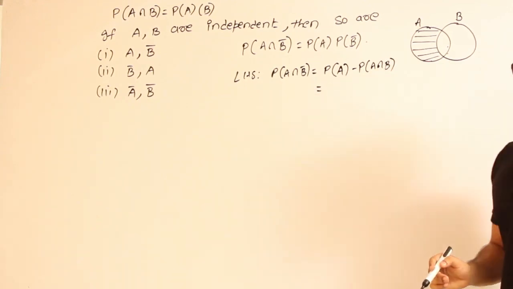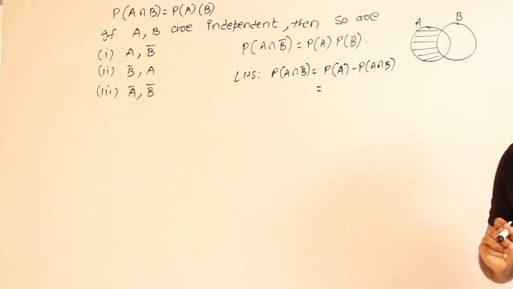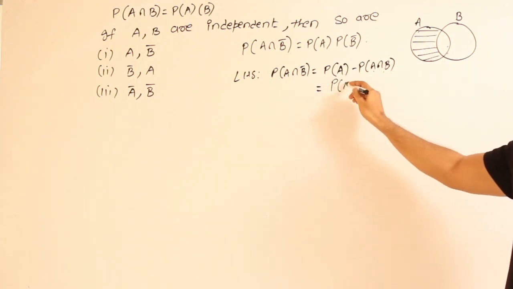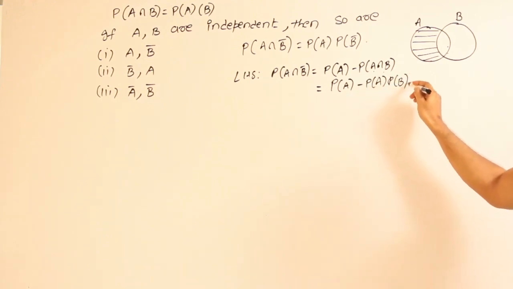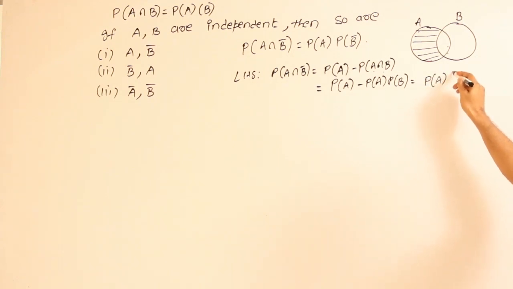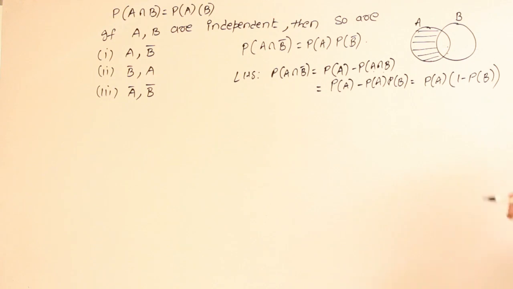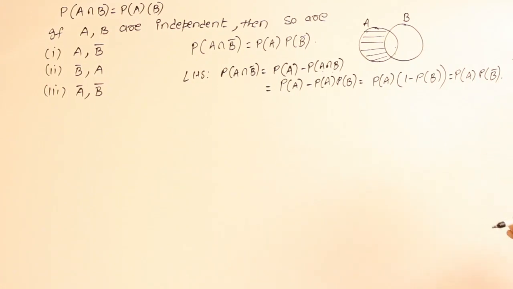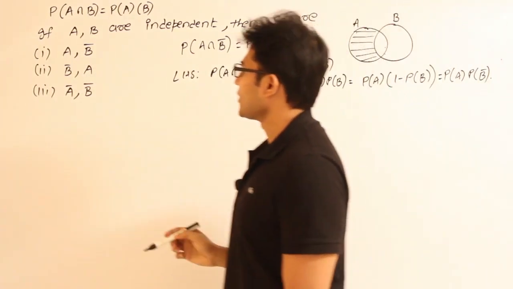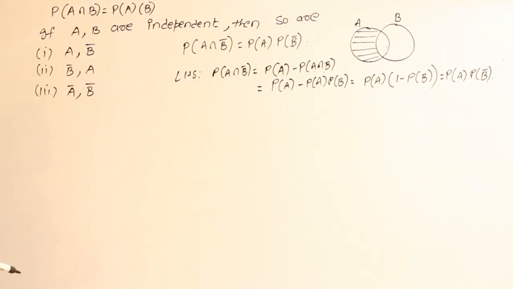Now since we know that A and B are independent, we already know that P of A intersection B equals P of A into P of B. So I'm going to write: P of A minus P of A into P of B. Now what do you get? If you take P of A as common, you get 1 minus P of B. Now I already told you that 1 minus P of B is nothing but P of B complement, so that equals P of A into P of B complement. Got it?